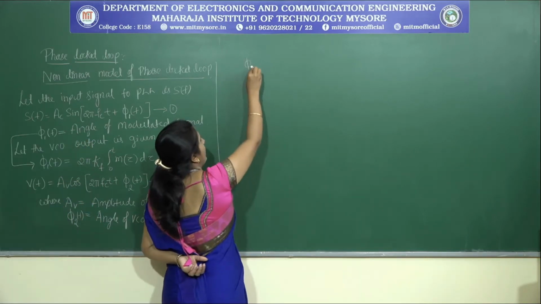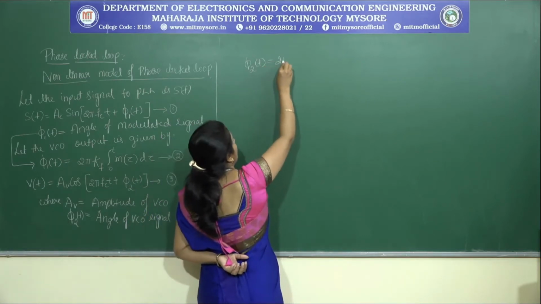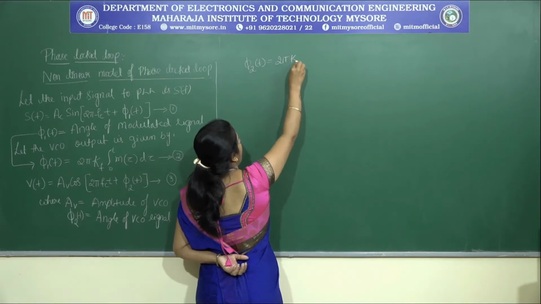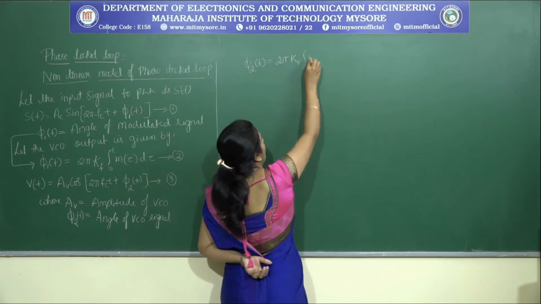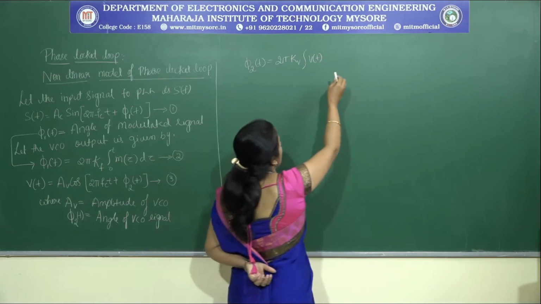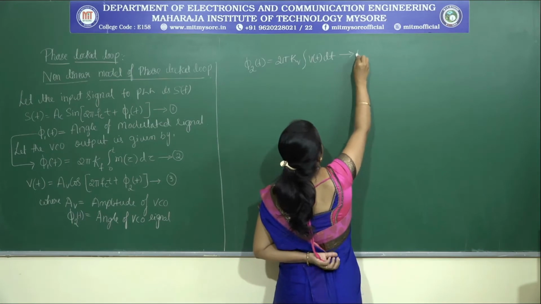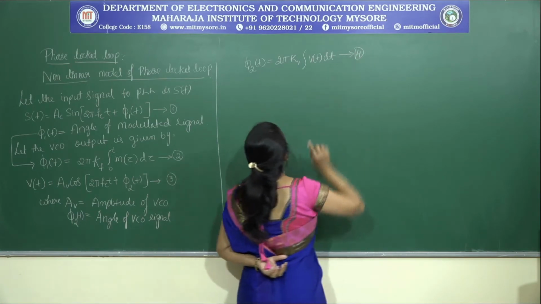Phi 2 of t can be written as 2 pi kv integrating from 0 to t, where we integrate the output of the system, v(t) dt. Let us consider this as equation number 4.